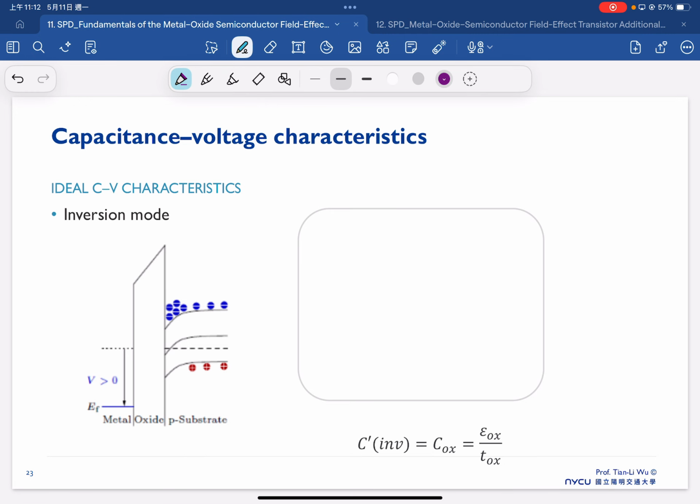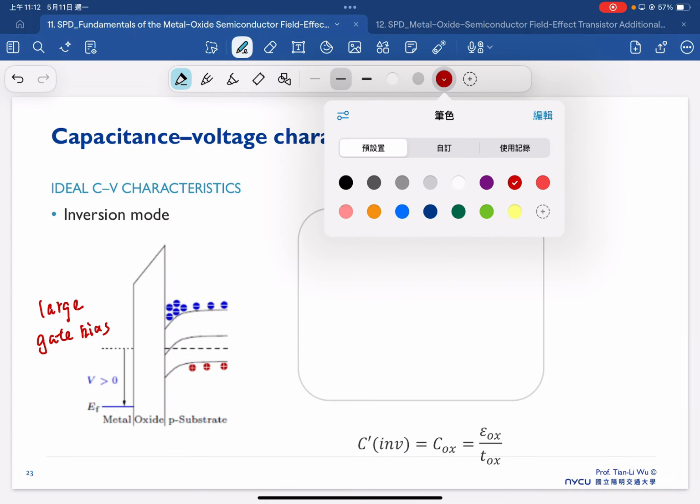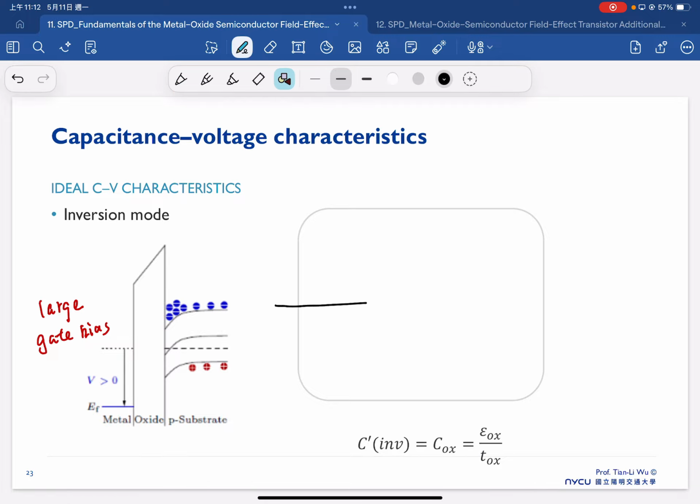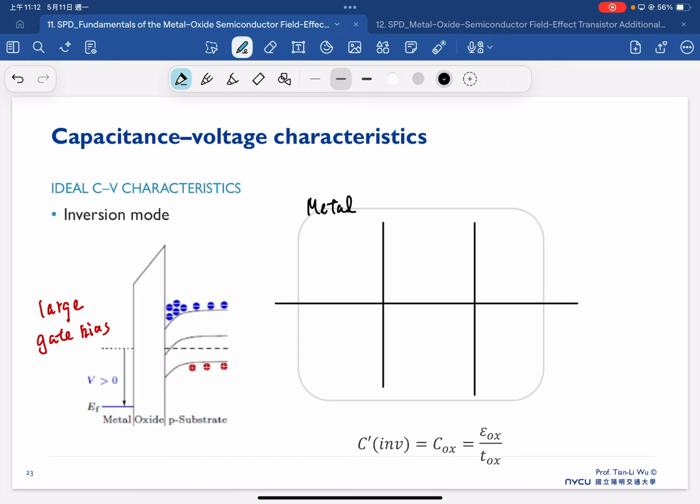Okay, so next we will move to the last mode, which is the inversion mode. So in this case, we apply a large gate bias. We apply large gate bias here, and then again, if you look at the charge distributions, so we have the metal, oxide, and also the p-type substrate here. So now we have the positive bias.